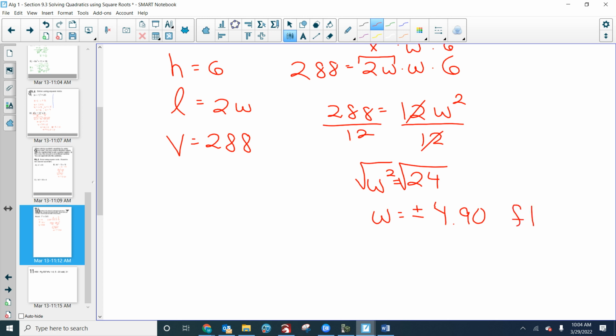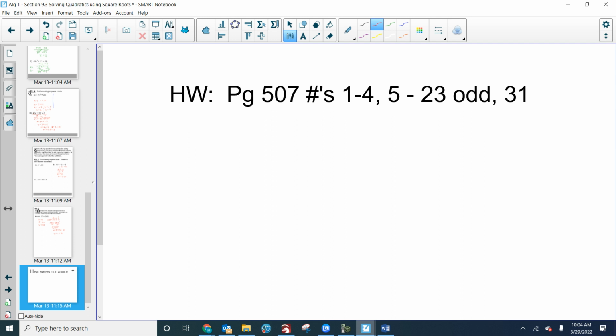So what should we be careful of on this problem? Can the width be negative 4.9 feet? Guys, listen. Can the width be negative 4.9 feet? No, it's a box. So in this problem, because it's an application, we're just going to write W equals 4.9 feet. We're not going to put the negative on this one. Why? Because it's an application. There's an actual measurement. It can't be negative. All right, there's your homework for tonight.